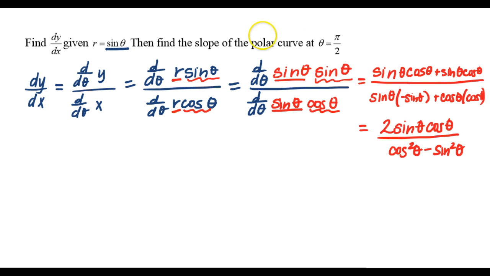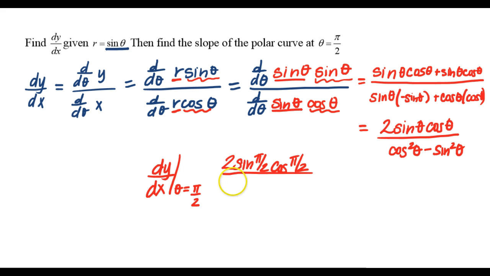And then we were asked to find the slope of the polar curve at theta equals pi over 2. So in other words, find dy/dx at theta equals pi over 2. So now our dy/dx is in terms of theta, so we're just substituting that value in. So 2 sine pi over 2 cosine pi over 2 over cosine pi over 2 as a quantity squared minus sine of pi over 2 as a quantity squared.